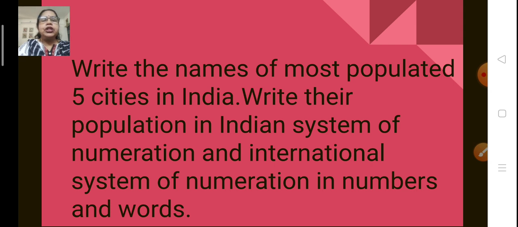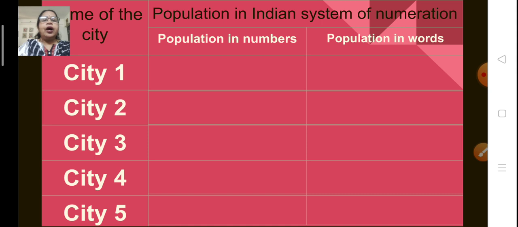So, children, in this project what you have to do? You have to Google with the help of your parents and find the names of the 5 most populated cities in India, alright, and you have to note down their populations. Then you have to write these numbers in the Indian system of numeration and the international system of numeration, both in numbers as well as in words. I hope you understood what you have to do in the project. Okay, and how do you write it?